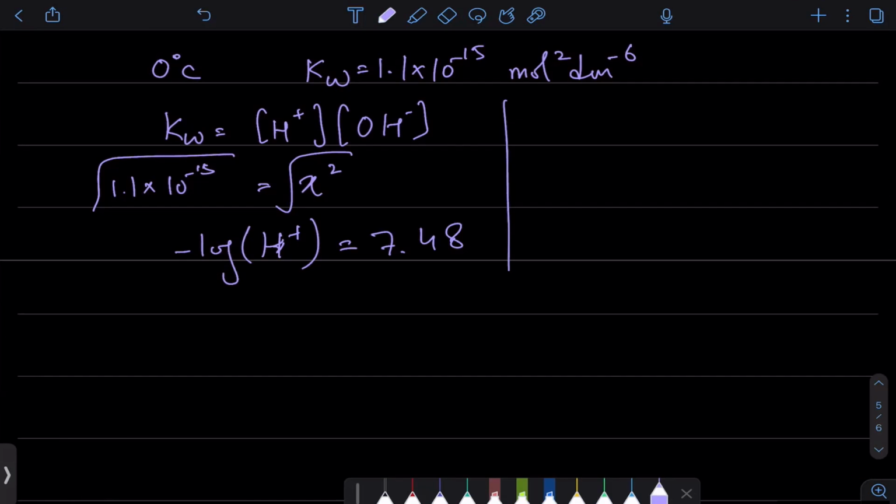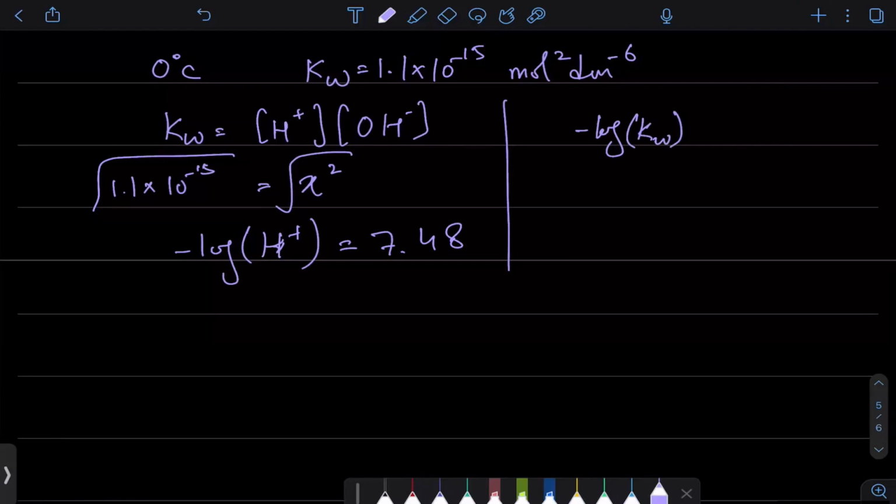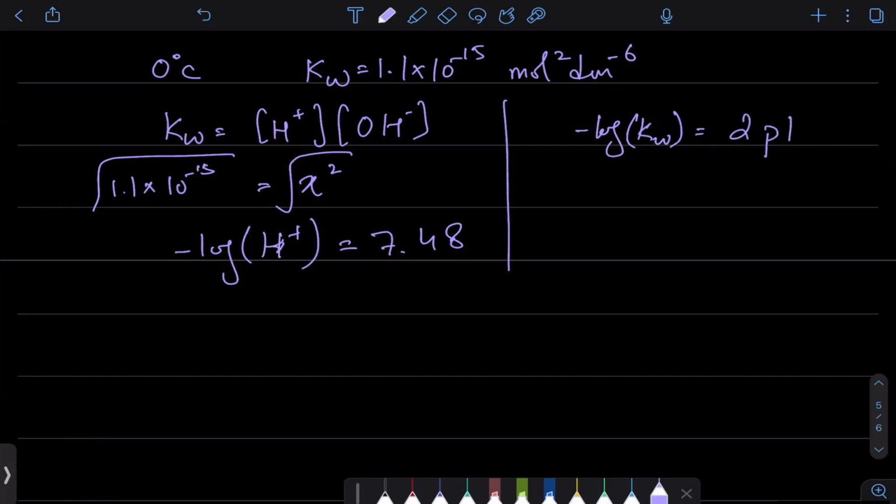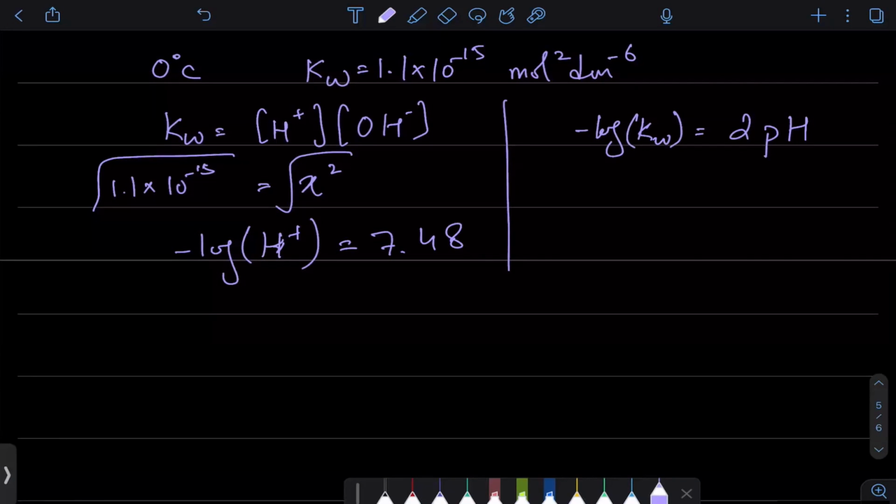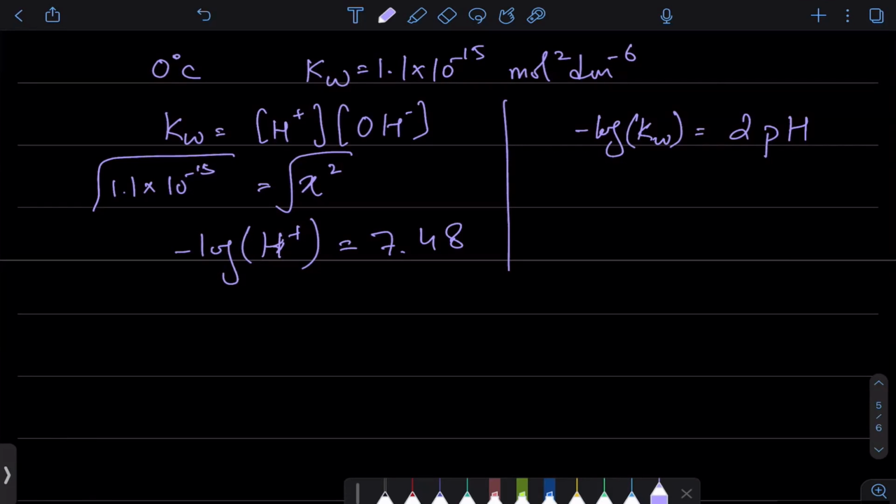The other option is I know that minus log of this number, Kw, gives me 2 times the pH. Again, pH and pOH are the same. So I do minus log of this number. And then that is 14.9586.